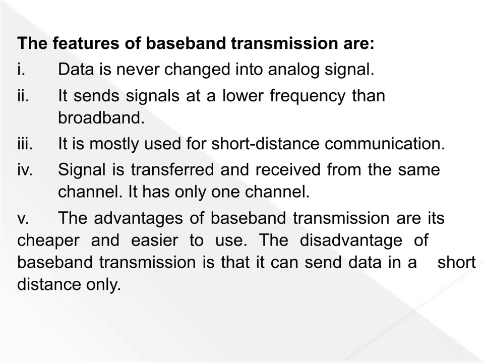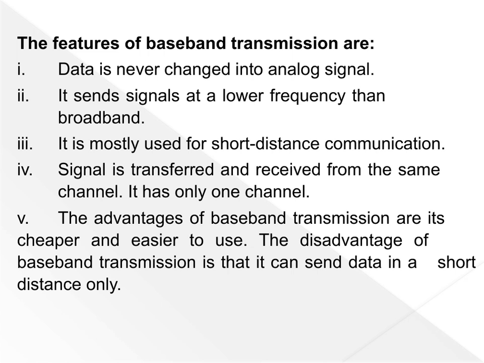Let's take a closer look at the features of baseband transmission. First, one key point is that data is never converted into an analog signal. Instead, it stays in digital form throughout the transmission process. This is important because it simplifies the transmission process and helps maintain data integrity. Next, compared to broadband, baseband signals are sent at a lower frequency. This means it's suitable for specific applications where high frequency isn't necessary, particularly for short distances.